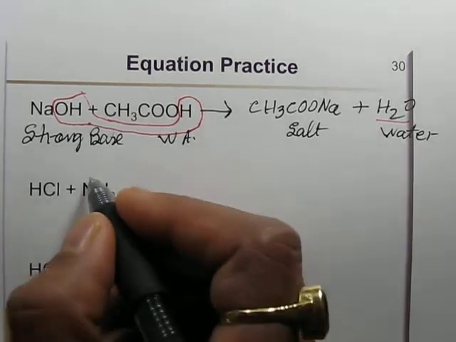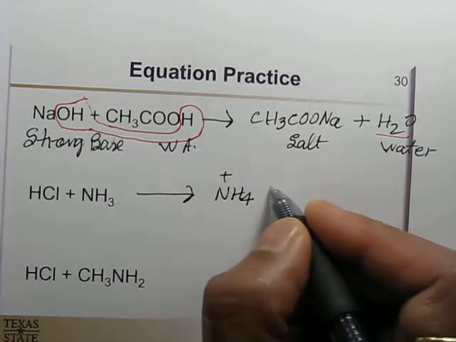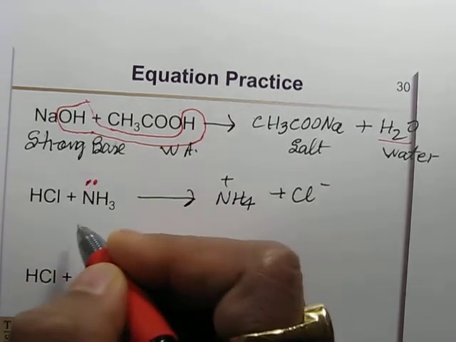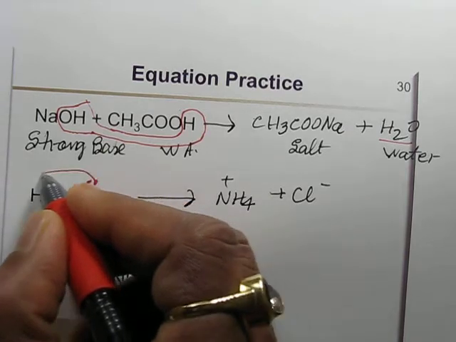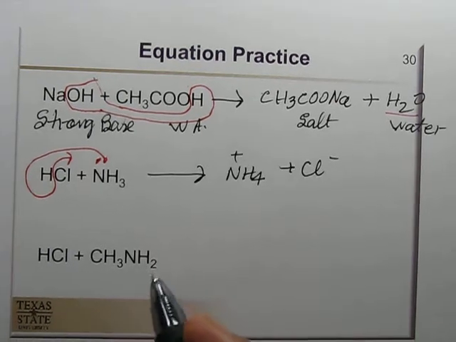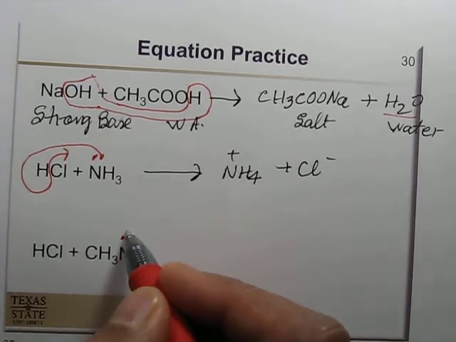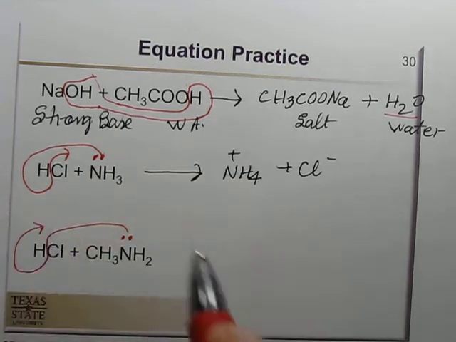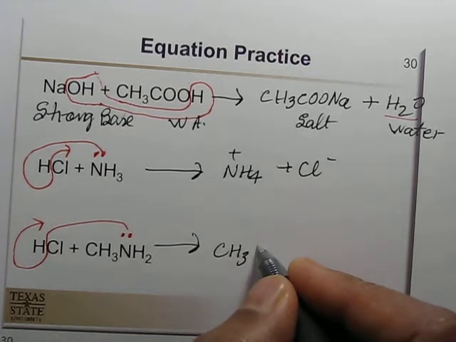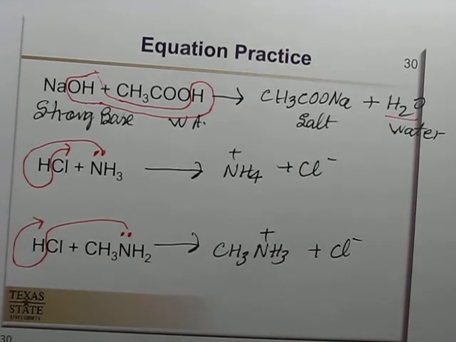What happens with HCl? HCl with ammonia forms the ammonium ion NH4+ plus chloride ion Cl-. Basically, nitrogen has one lone pair of electrons and it takes a proton from the HCl to form the ammonium ion. Similarly, in the case of methylamine, when it reacts with HCl, the lone pair of electrons takes a proton to form the methylammonium ion, CH3NH3+, plus chloride ion. So these are some acid-base reaction examples.